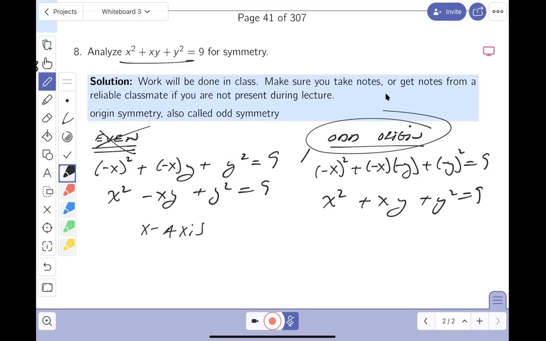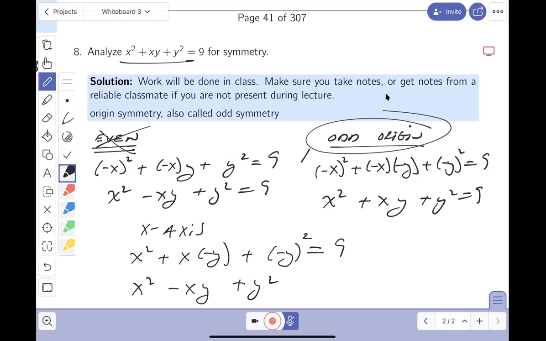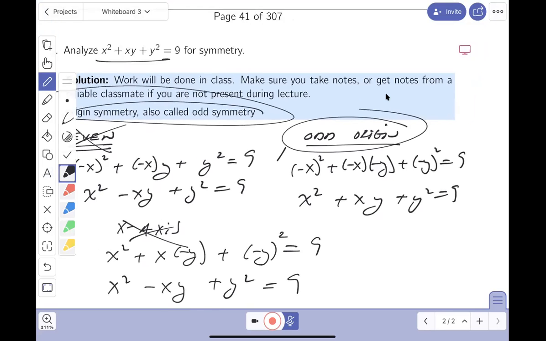All right, let's talk about x-axis symmetry. How do you do that? Replace y by minus y. Let's do that. You notice I'm parenthesizing the variable. And let's see if it's the same equation. And it's a resounding no. So we have odd symmetry, all right, or origin. All right, let's keep going.